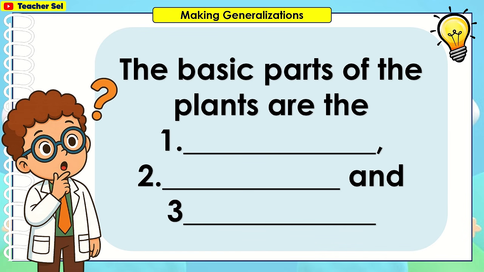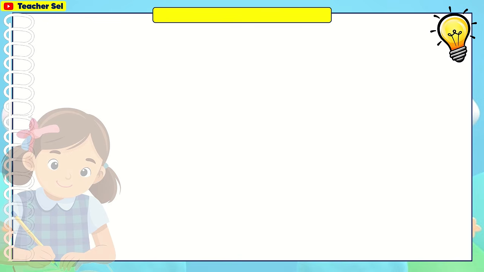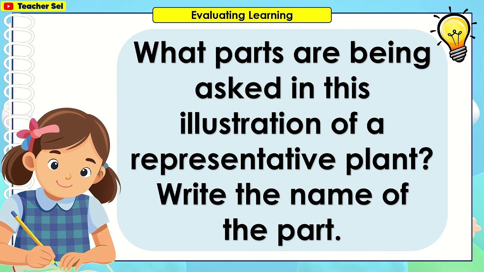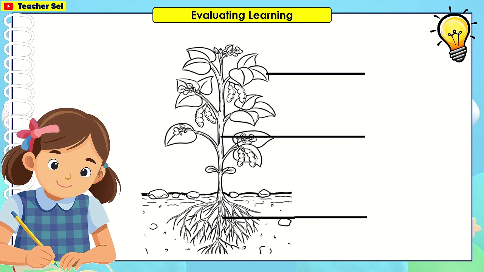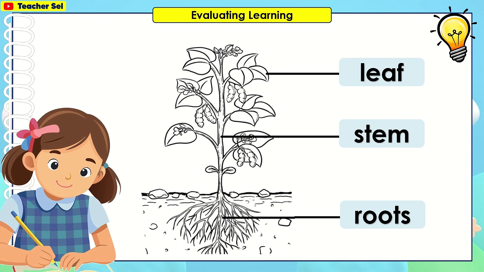The basic parts of the plants are the blank, blank, and blank. What parts are being asked in this illustration of a representative plant? Write the name of the part. You're right. The first one is leaf, stem, and roots.